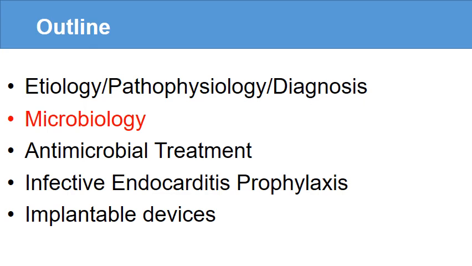So let's now jump into the microbiology of what are actually the suspected pathogens in infective endocarditis and what would constitute a red flag for the major criteria on the Duke criteria.